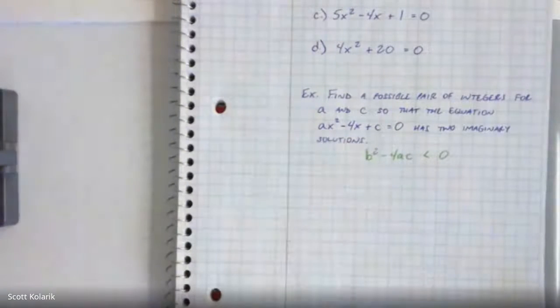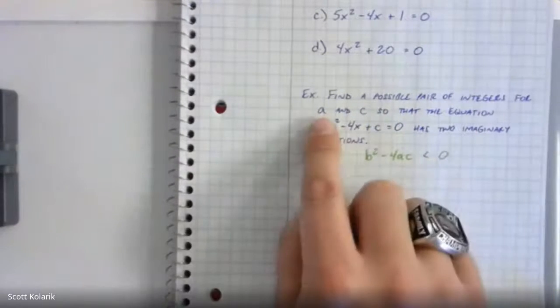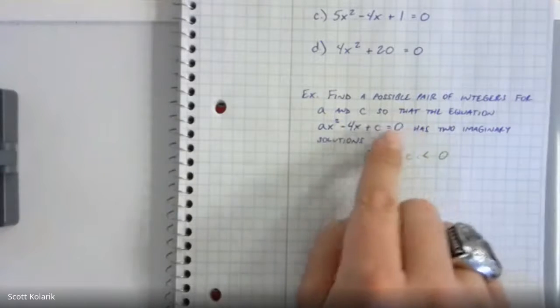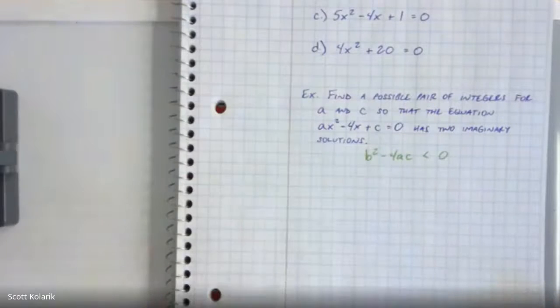All right. So our job here is to find a possible pair of integers. Integers is a fancy way of saying numbers, positive or negative. Find a possible pair of numbers for a and c so that the following quadratic equation has two imaginary solutions. So this one is worded a little weirder than the things that we've done before. The simple instructions before were simply to solve, right? In this case, there are actually going to be an infinite number of solutions. We just have to come up with one of the infinite solutions that will make it work.